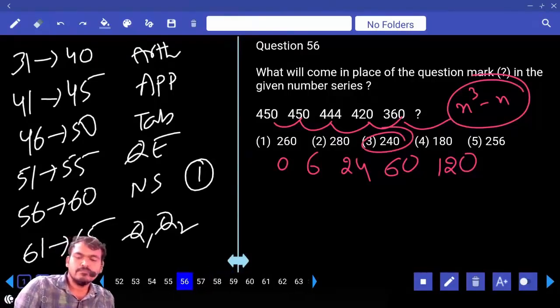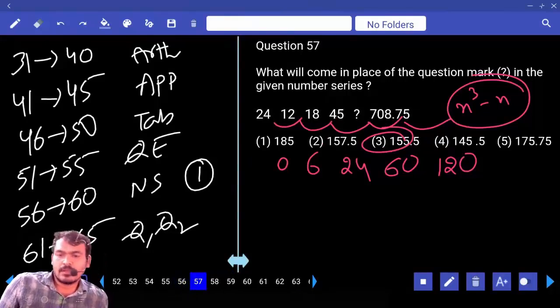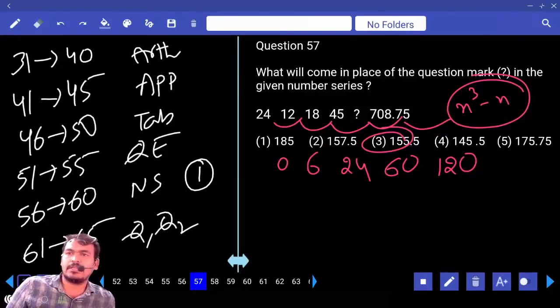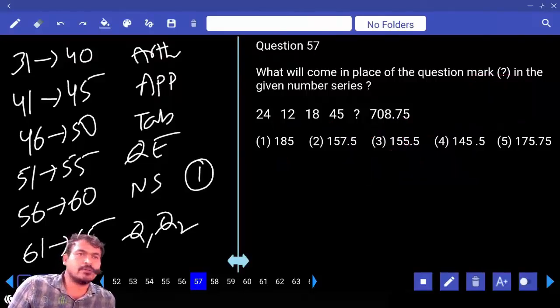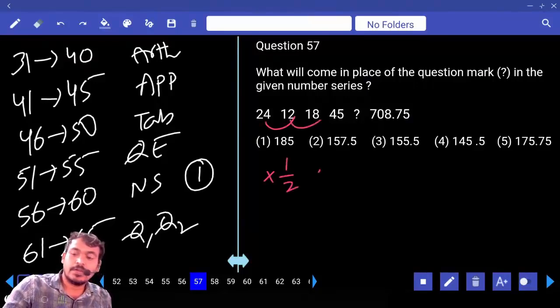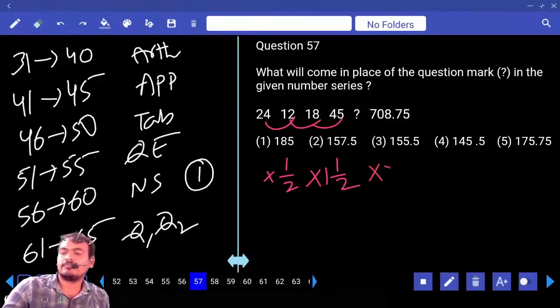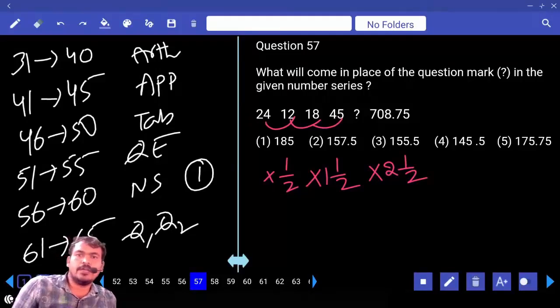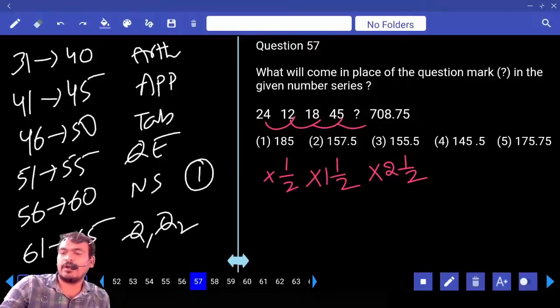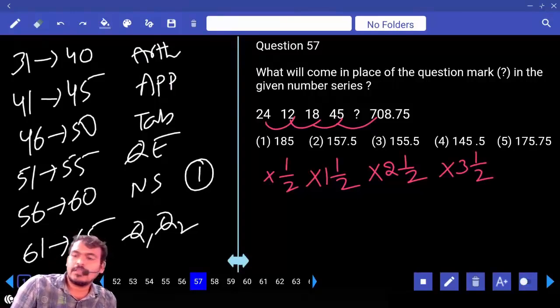240. Next, 57. 24, 12: the series decreases and then increases, so we use the multiplication concept. What is half of 24? 12. Then 22, 18: 12 into 1 and a half, how much? 18. 18 into 2 and a half is 45. Next, into 3 and a half: 45 times 3 is 135, half of 45 is 22.5.